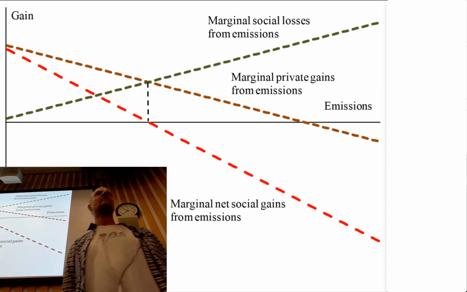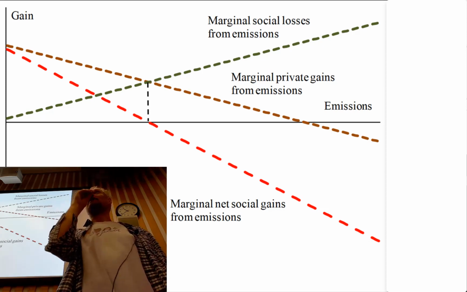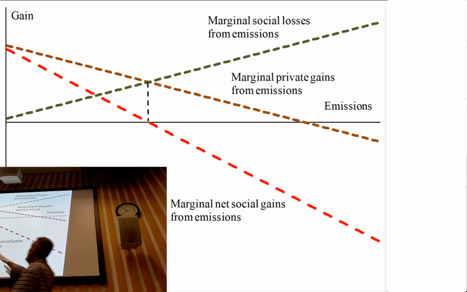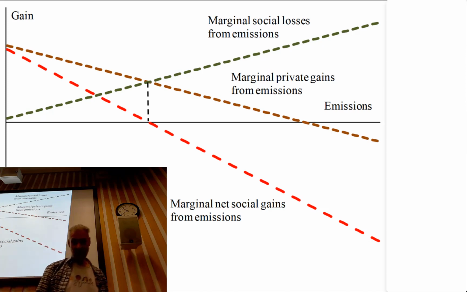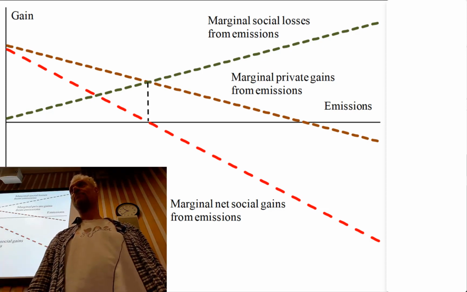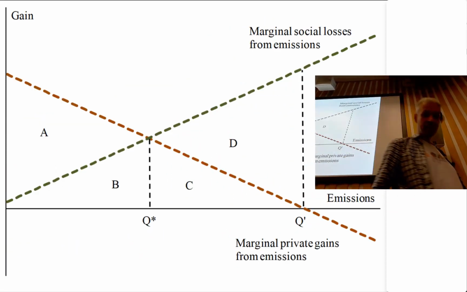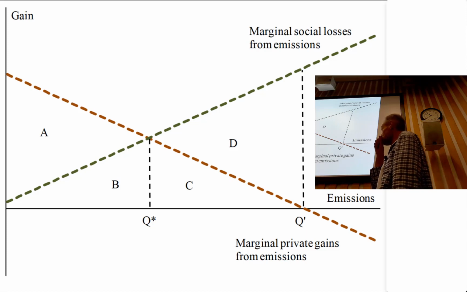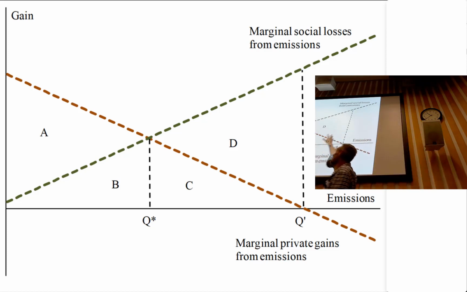So I first did it in calculus, and then I did it graphically. This level here, for some reason there is no Q star label, is our optimal level of flow pollution, right? And we can put a little bit more structure on this. I'm going to talk about the areas A, B, C, and D. Here we have the Q star, the optimal level of pollution, the optimal level of emissions. This is the unregulated amount of emissions, right?